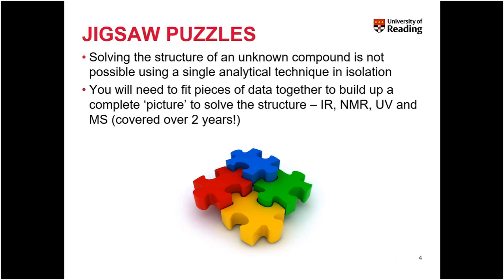Now, solving the structure of an unknown compound is not possible using a single analytical technique on its own. So if you are given, for example, a white powder and you're told to identify what is in this, you can't use a single technique to tell you everything about that powder. Now, chemical analysis involves fitting pieces of data together to build up a complete picture, to solve the structure of what you are dealing with.